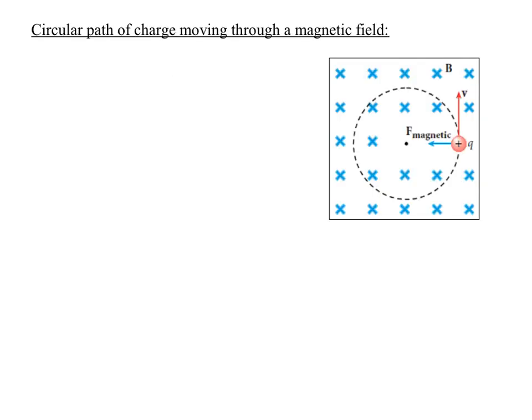Let's take a look at this now. This is pretty interesting. Look at the diagram on your own. Spend like 30 seconds. Look at the diagram and try and analyze the diagram. Put your thumb in the direction of the velocity. Put your fingers in the direction of the magnetic field. I don't understand. What do those X's mean?